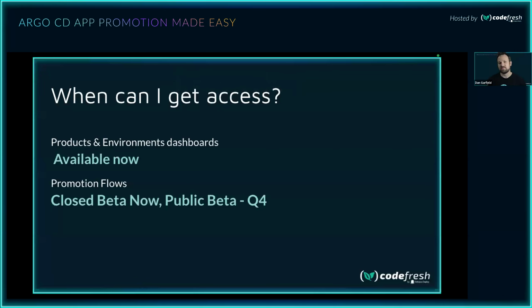Because a lot of people are asking, hey, how do I get access to this? So what's available? So how do you get access? First of all, the products and environments dashboard are available right now to any Codefresh customer. And if you want, you can just sign up for a trial and play around with it and experiment. Promotion flows is currently in a closed beta. Reach out to your account manager. We can get you access to this. We're still fine-tuning a few bits, but it should be public beta later this year, where everything is very stable, working, and covering many more use cases than what we have at the moment.